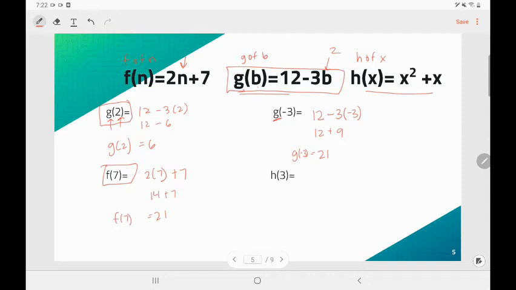Now, in my last example, I'm going to look at function h. And if I come over here, I notice in my rule that I have 2 x's. All that means is I'm going to input 3 into both of those input spots. So here I go. 3 squared plus 3. And what is 3 squared? That's 9. Plus 3 is 12. So h of 3 is equal to 12.